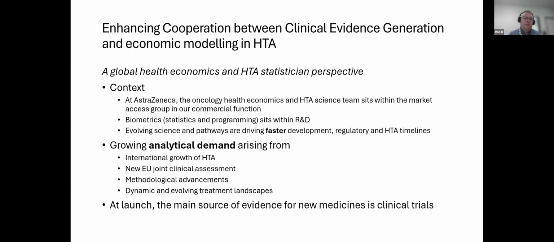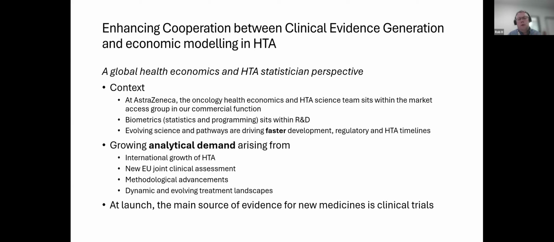We're seeing a rich vein of methodological advancements in statistics and modeling techniques, which is fantastic, but does also impart demand. And in particular in oncology, which is the area I work in, there's a hugely dynamic and evolving treatment landscape. So we can see over the course of a fairly conventional clinical trial period that the whole landscape has changed. What was standard of care and our comparator at the beginning of the trial was very different to the end. So it's a very dynamic environment that we have to work within.